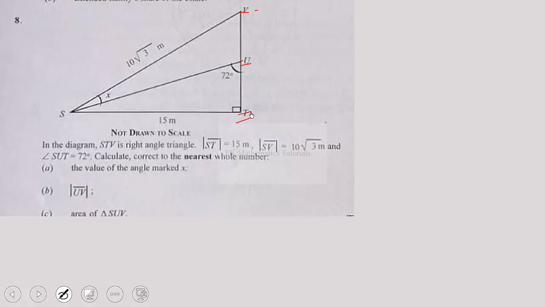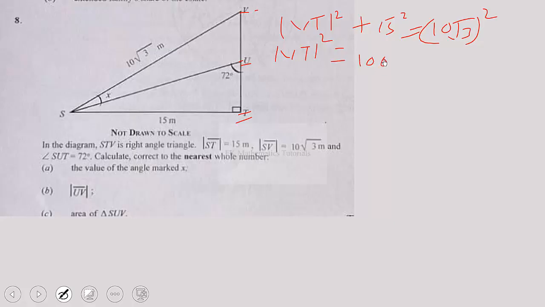So let's go. From Pythagoras theorem, we have VT squared plus 15 squared is equal to 10 root 3 squared. So VT squared will be equal to 10 root 3 squared, which is 100 times 3, minus 15 squared, which is 225. So 300 minus 225 will be 75.